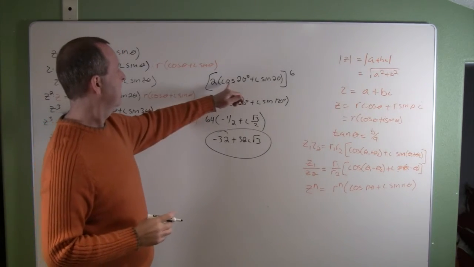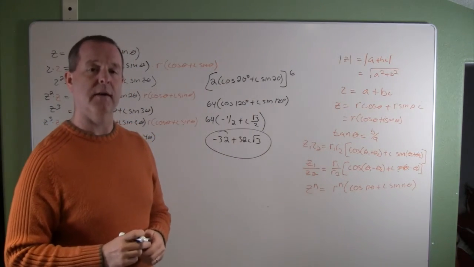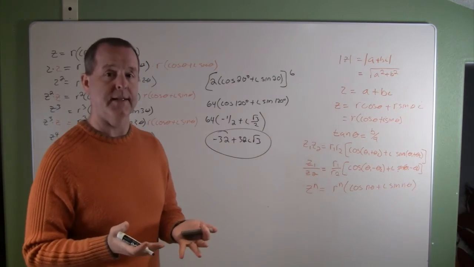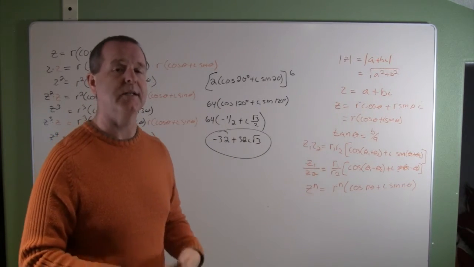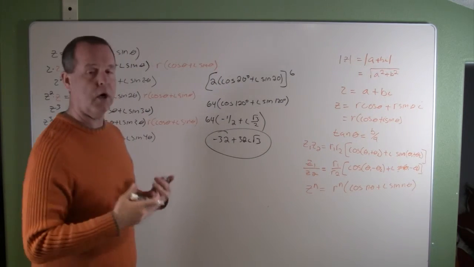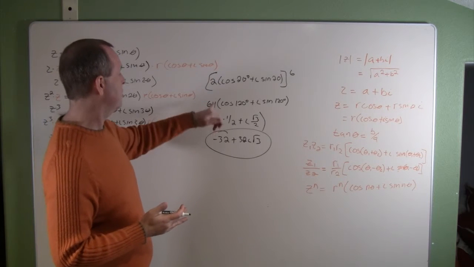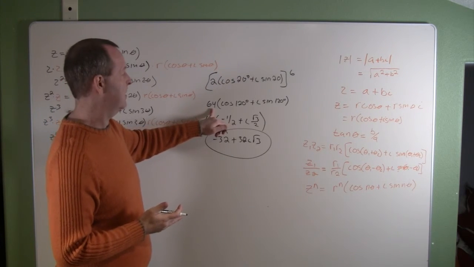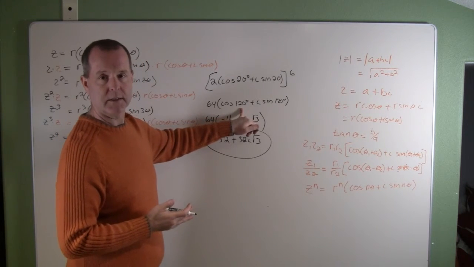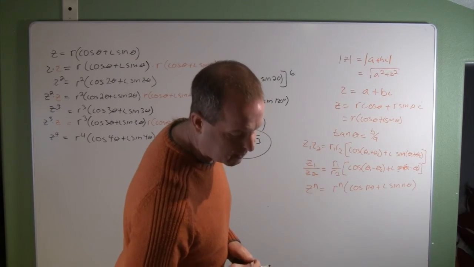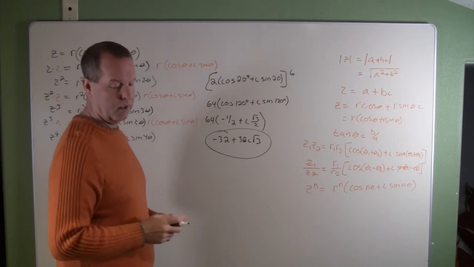So there I took that point in the complex plane written in polar coordinates and was able to take it to the 6th power. Using De Moivre's theorem, I raise its modulus to the 6th power and add its argument to itself 6 times, and I was able to reduce it down to negative 32 plus 32i√3.